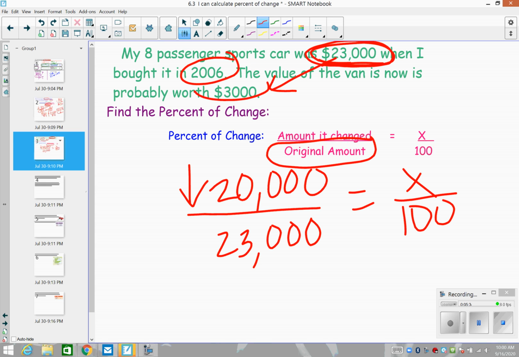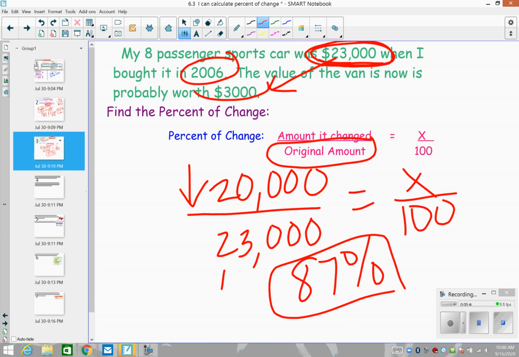So you should say that the change was, I'm going to round to the nearest whole and get rid of the decimals. It's a pretty messy decimal. 87% decrease in the value of my car.